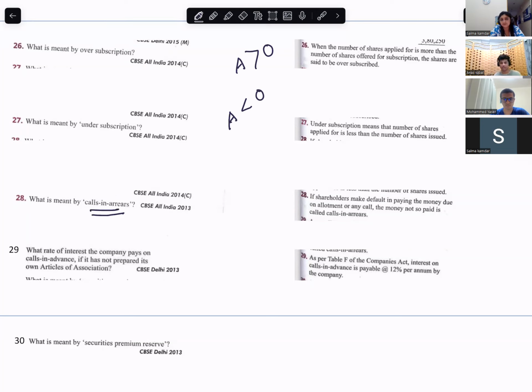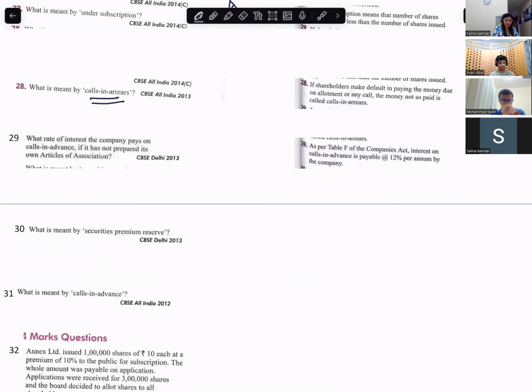Calls in arrears. The call is due, so the shareholder has not paid the money. Yes, it's due. You have called for the money, but the shareholder has not paid it to you. What is meant by securities premium reserve?